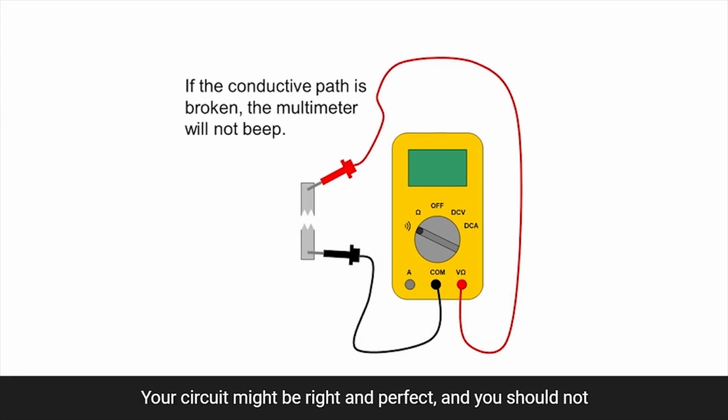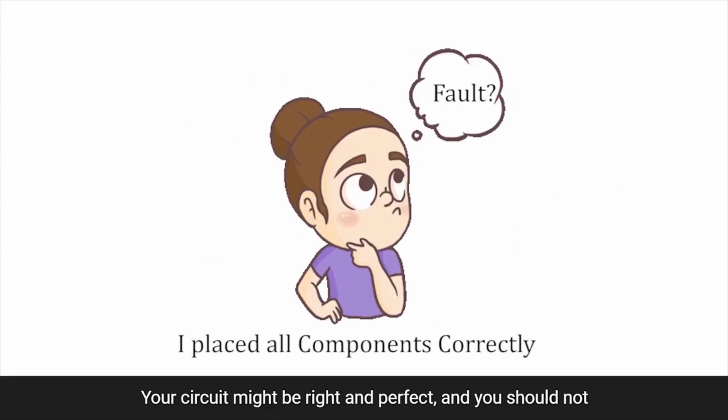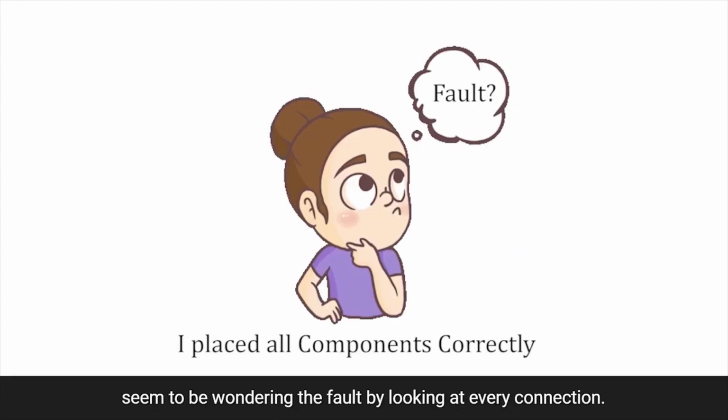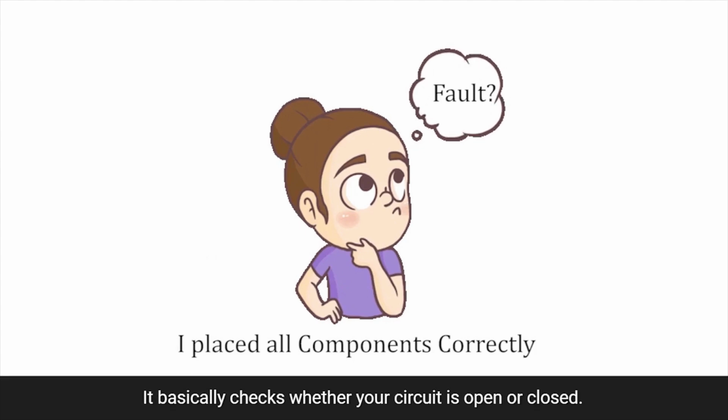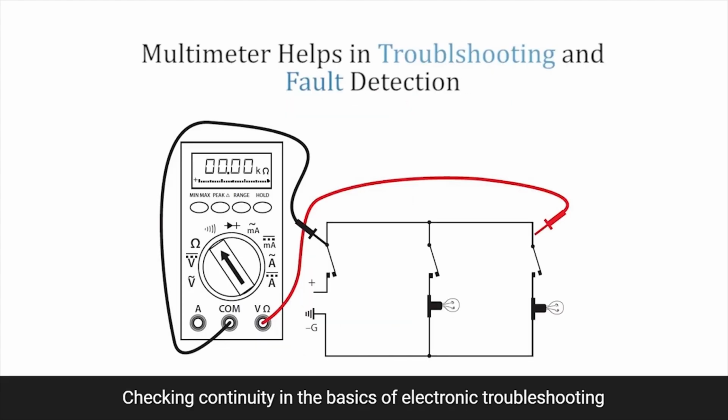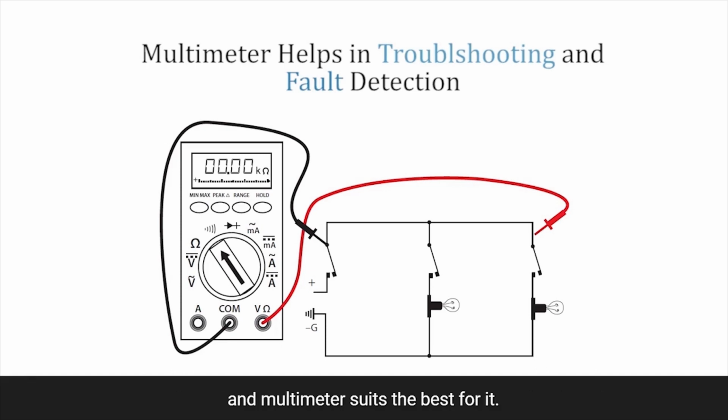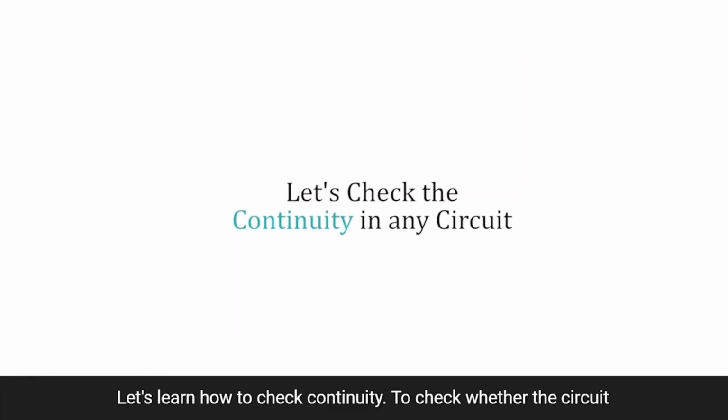Your circuit might look right and perfect, and you should not be wondering about the fault by looking at every connection, but the better way to troubleshoot is to check the connections running through the circuit. It will help you to determine minor faults. It basically checks whether your circuit is open or closed. Isn't it interesting? Checking continuity is the basics of electronic troubleshooting, and a multimeter suits the best for it. Let's learn how to check continuity.